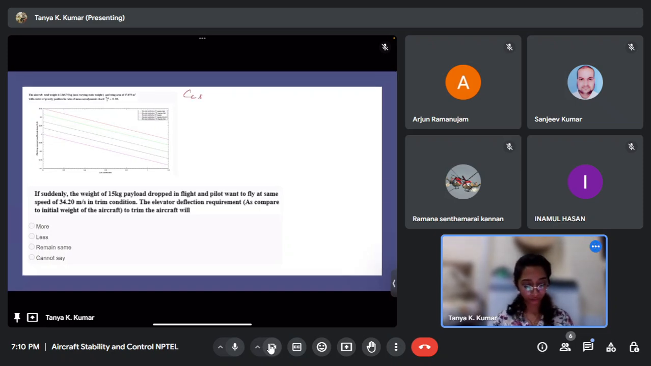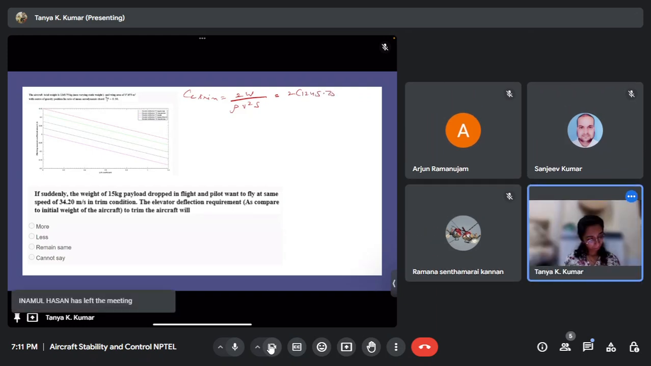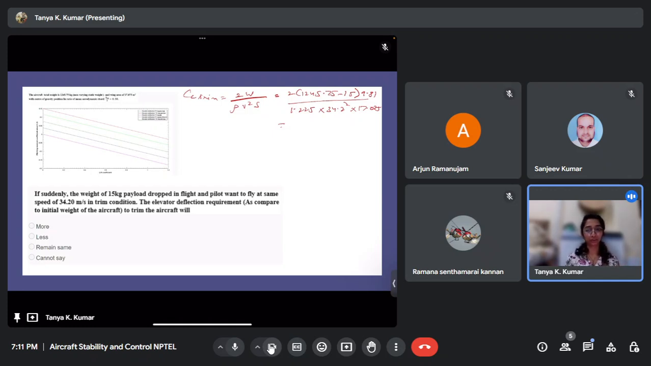So CL trim is 2W by rho V squared S, and W has reduced in weight. So you find out the new CL trim. So you have 2 into 1245.75 minus 15, into 9.81. Speed is the same, 1.225, this is 17.075. So you get the new CL trim and all other parameters remain same. So will your delta E required be more or less? Just plug it into the formula and check it out.